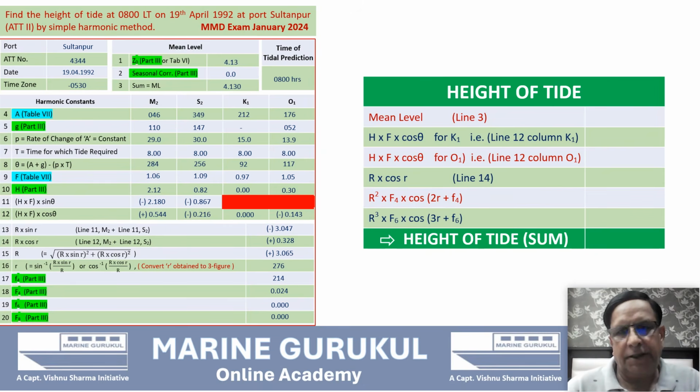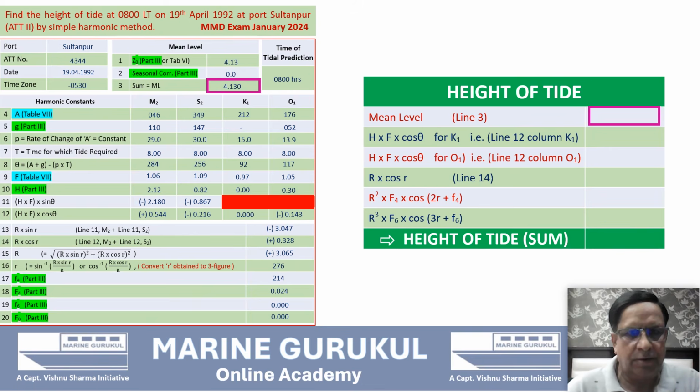And in height of tide, we'll fill up these columns and we'll be picking up information from the template that we have completed. Now, mean level will come from line 3. You can see the same color boxes are used for ease of correlation. So mean level is picked up from here. It's 4.130.